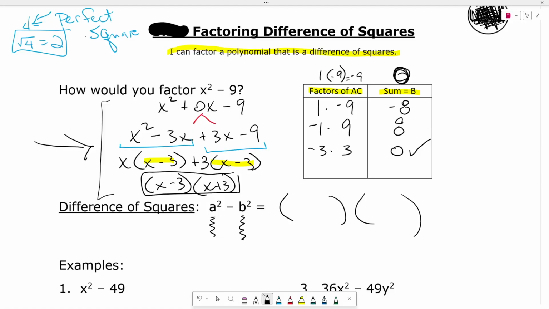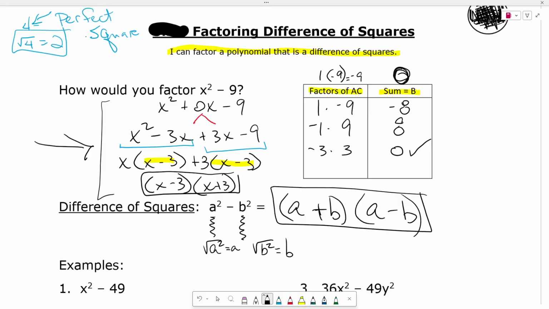In the first blank of parentheses, I put the square root of a squared. Well, the square root of a squared is a. So I'm going to put a here and a right here. And then on the back side of my parentheses, I'm going to put the square root of b squared, which is b. I put a b here and a b here. And then I'm going to drop in 1 plus, 1 minus. And Bob's your uncle. Difference of squares. Awesome. So now we just have to make sure we figure out which ones are perfect squares.